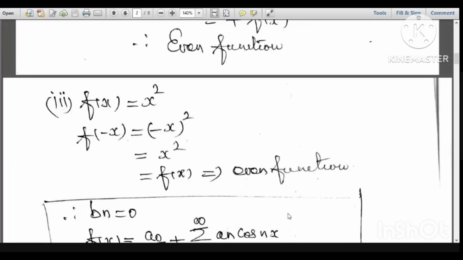So if the function is an even function, then already we have studied the formula, that is the full range Fourier series formula. f of x is equal to a naught by 2 plus summation n equal to 1 to infinity a n cos nx plus b n sin nx, where a naught is equal to 1 divided by pi integral over the limit c to c plus 2 pi f of x dx. a n is equal to 1 divided by pi integral over c to c plus 2 pi f of x cos nx dx.